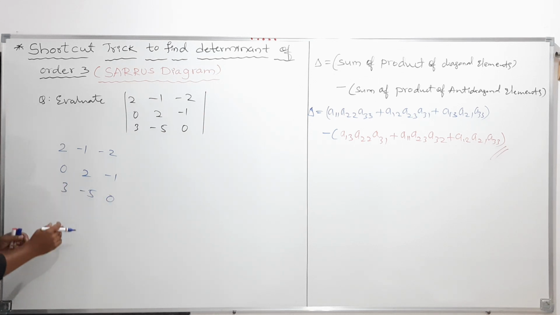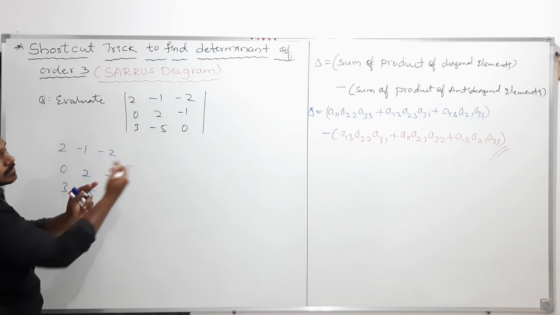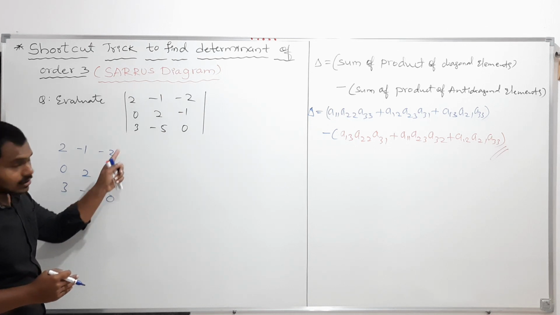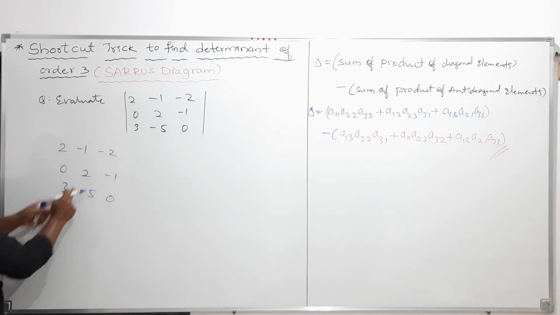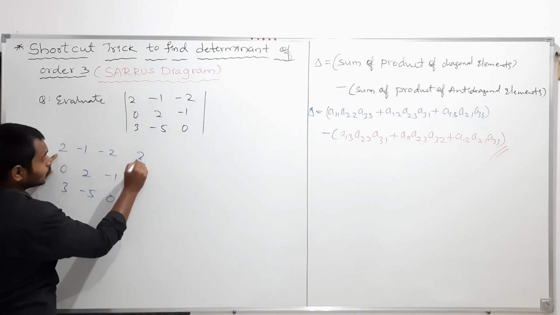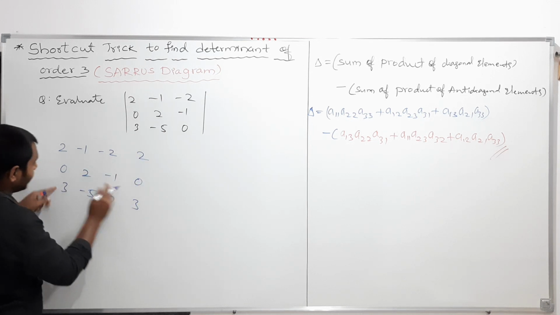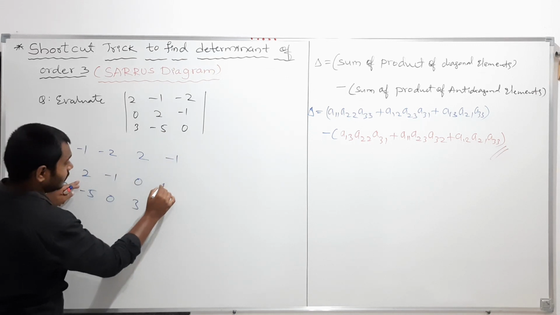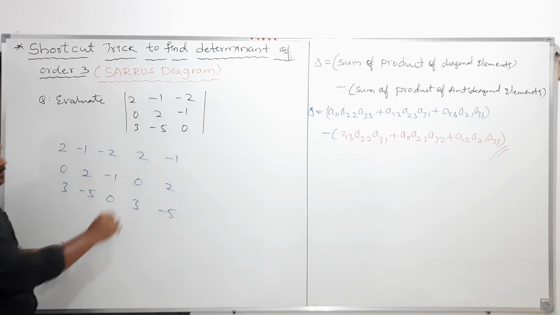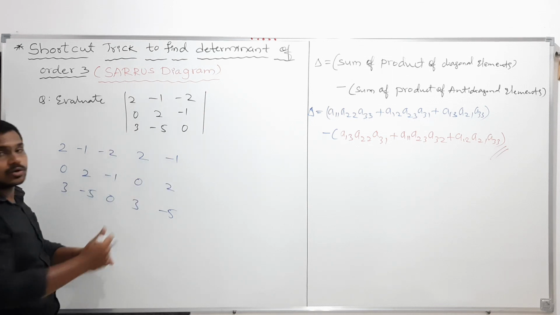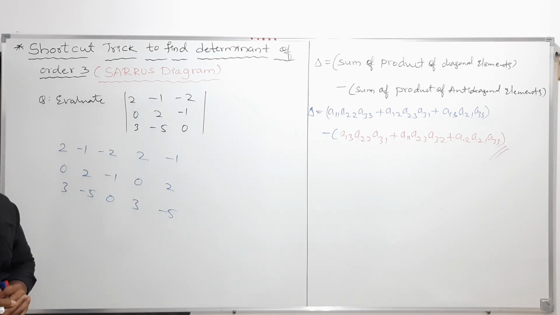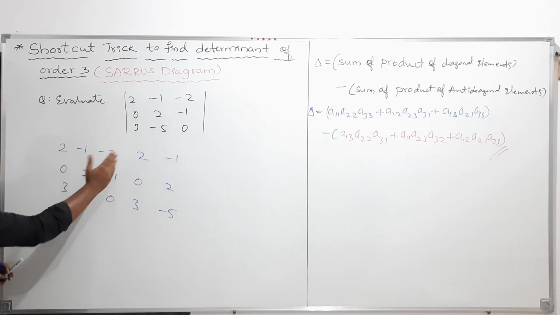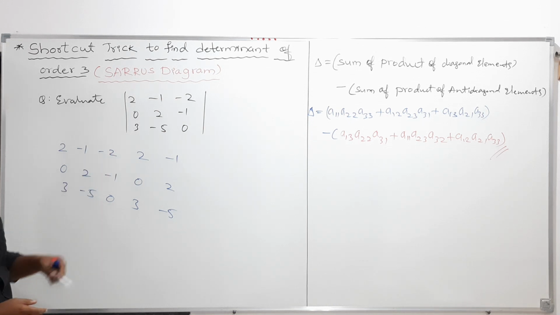Clear? And next, what I told my students: the first two columns I should write on the right side. So the first column I am writing here: 2, 0, 3. Next, the second column: minus 1, 2, minus 5. The first two columns I wrote on the right side of the given determinant elements. Clear?